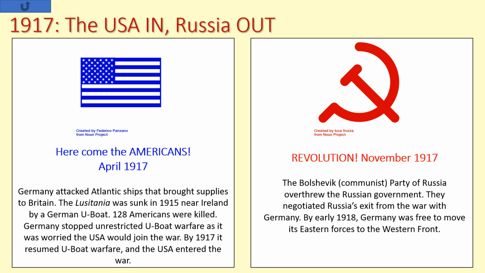1917 sees two big changes that take place on the Allied side. So when I mention the Allies, the side I mean is the Triple Entente, that is Britain, France and Russia. By 1917 they're increasingly known as the Allies, and that's because the Americans get involved in the war.